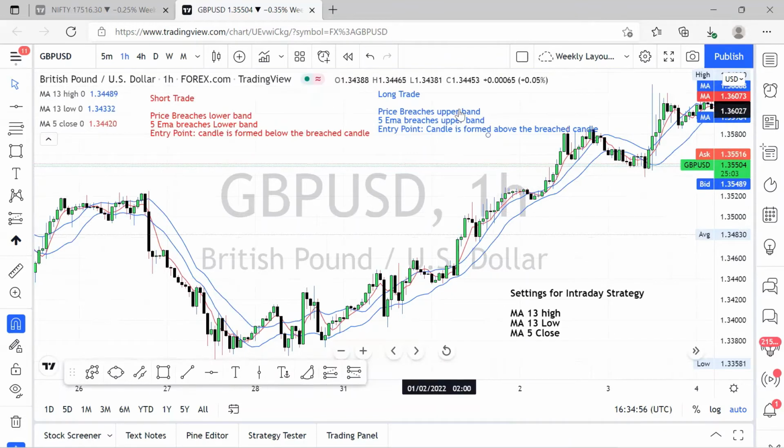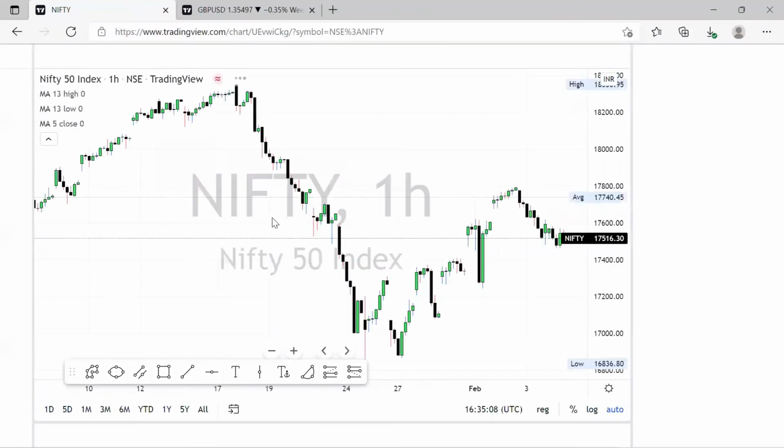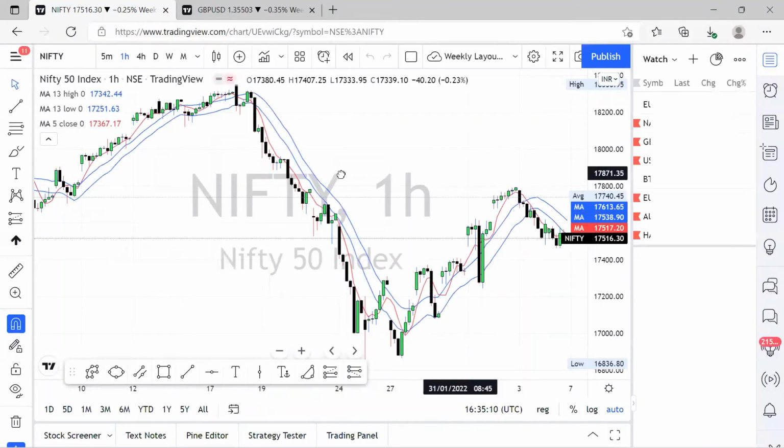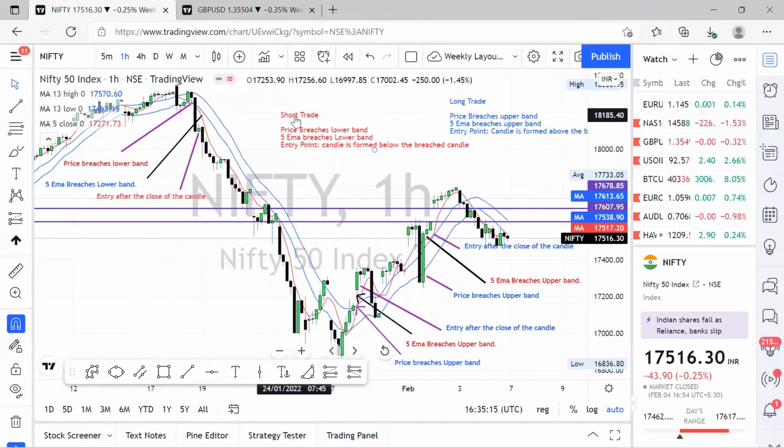Okay, this works on quite a few different things. So if I now change this to the Nifty 50, I've already done some markings on this just to show it to you. So here, short trade: price breaches lower band, 5 EMA breaches lower band, entry point candle formed below the breach candle. So what that means is, first of all, the price breaches the upper band, EMA 5 breaches the upper band, and the entry is after this.